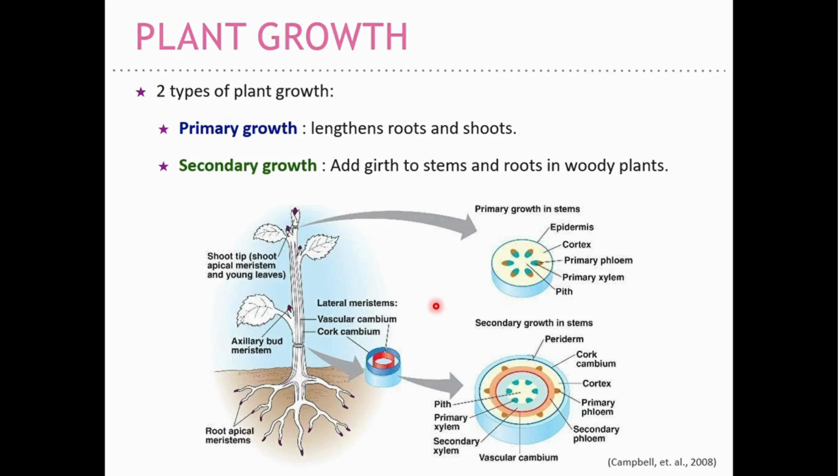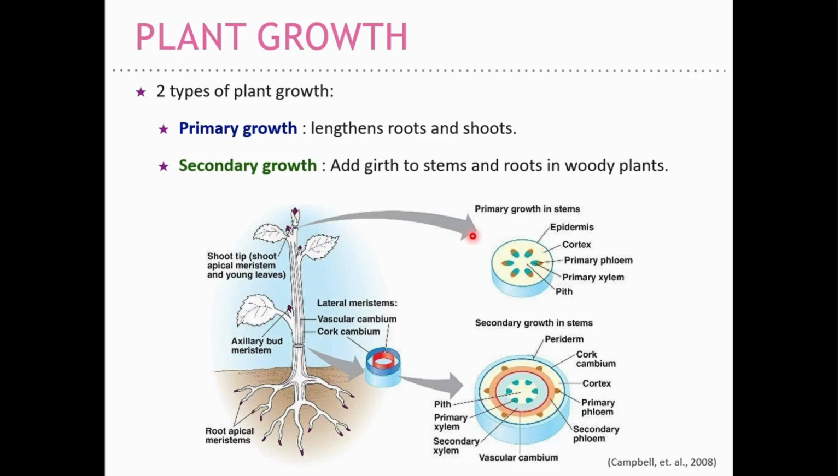In plant growth, there are two types of plant growth. The first one is primary growth, the lengthening of roots and shoots. And then the second one is secondary growth, which adds girth to the stem and roots in woody plants. In this figure, it shows the shoot tip, shoot apical meristem and young leaf on the top.